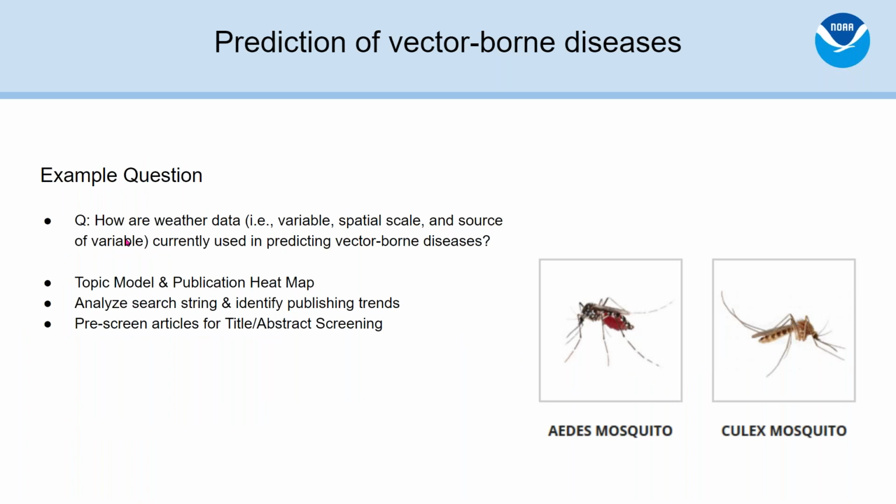For the second data set we're going to be looking at, we'll have an example question: how weather data is currently used in predicting vector-borne diseases, specifically related to the Aedes and Culex mosquitoes. And so we'll take a look at how topic modeling can be used. We'll also take a look at a publication heat map, which can show trends over time. We'll look at how topic modeling might be able to help analyze search strings. And then also how it can be used to pre-screen articles for a future title and abstract screening process.